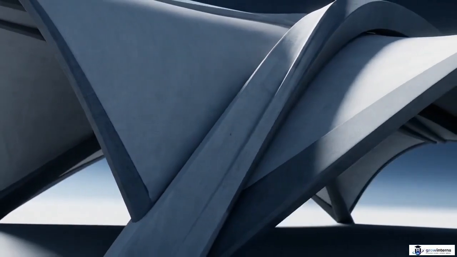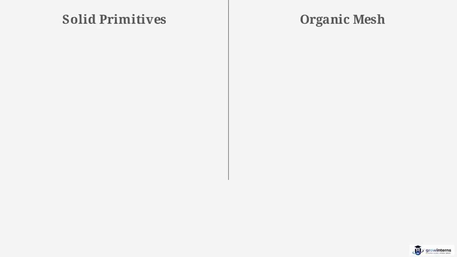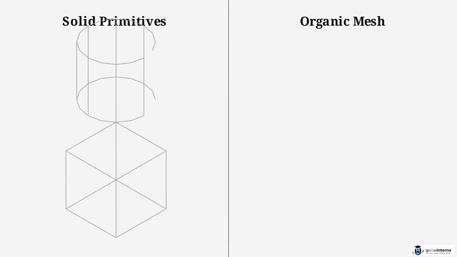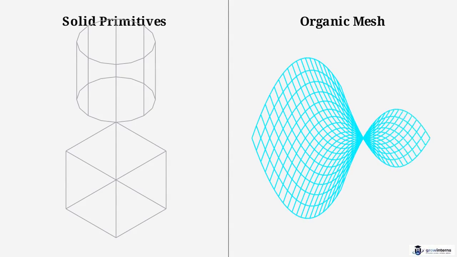Look at this 3D canopy structure. Notice how the smooth, fabric-like curves pull tightly over those rigid, sharp support beams. Today, we are moving past basic solid blocks and cylinders. We are going to build advanced, organic 3D meshes.